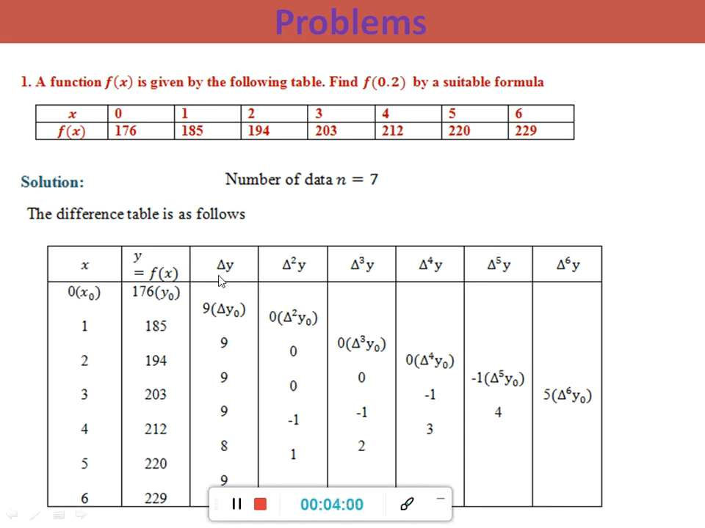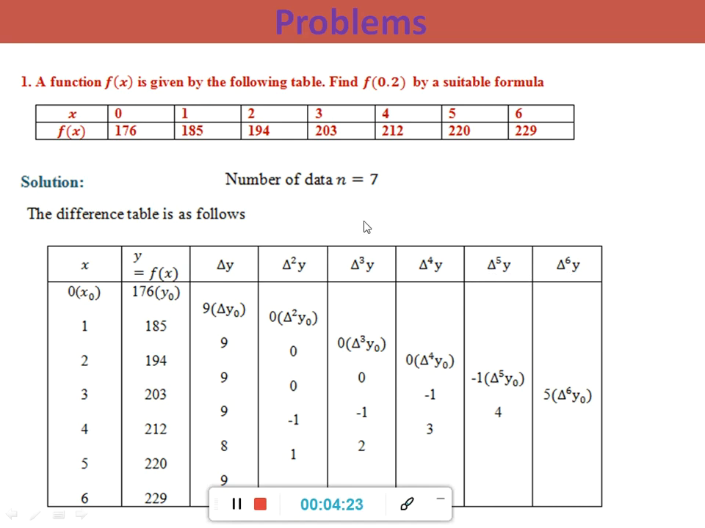First order difference is denoted by del. Second order difference is denoted by del square. Del cube represents the third order difference. Del power 4 represents the fourth order difference. Del 5 represents the fifth order difference. Del 6 represents the sixth order difference. First we have to construct the difference table before applying the forward difference formula.